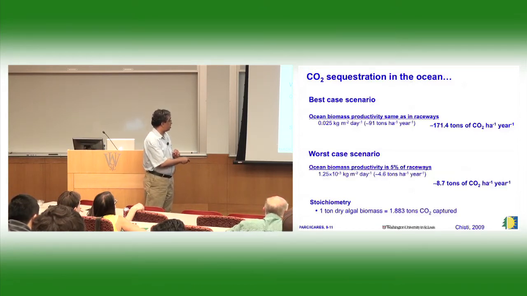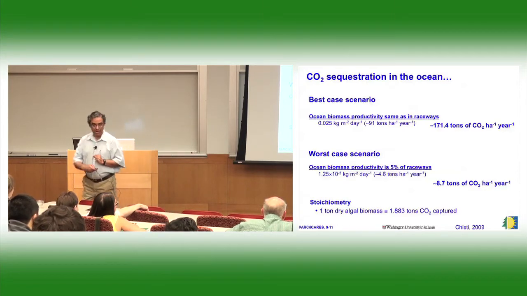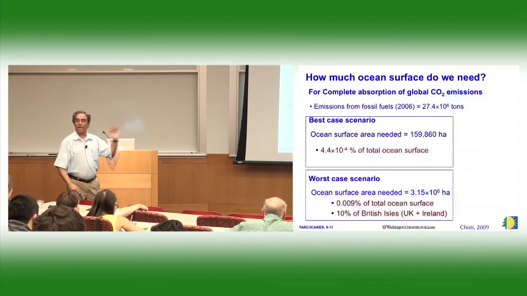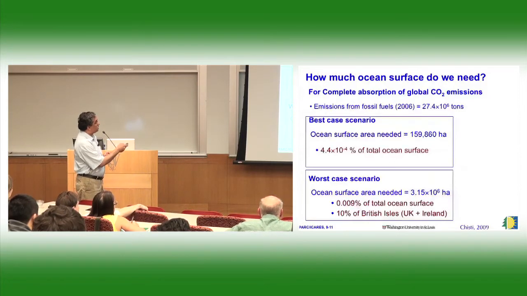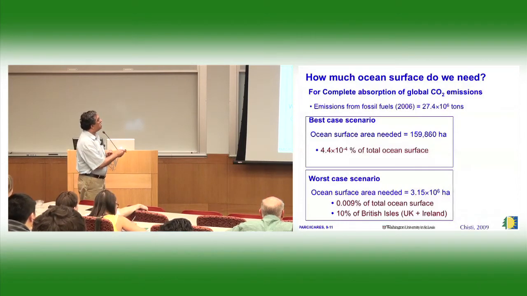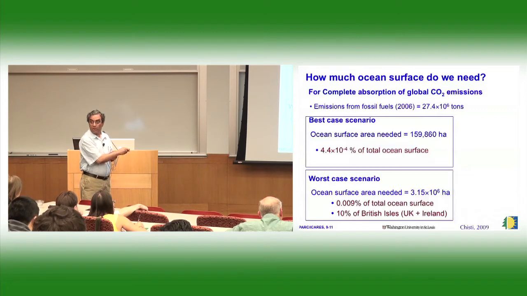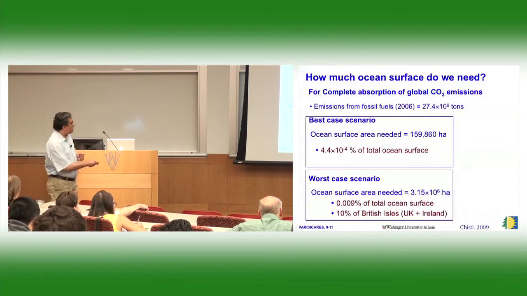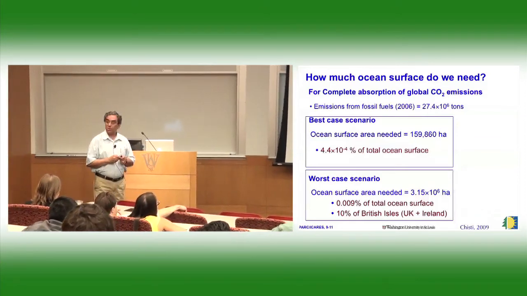And in this case, here is the stoichiometry. 1 ton of dry algal biomass is made from 1.883 tons of CO2 captured. Okay. All right, so here's what happens. For complete absorption of global CO2 emissions, man-made CO2 emissions from fossil fuels is that many tons. The ocean surface area that's needed for the best case scenario is this. That's a very small number. Worst case scenario, which is probably what we should be looking at, is 0.009% of total ocean surface.